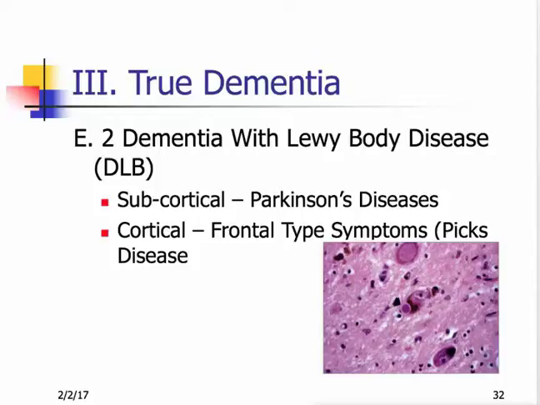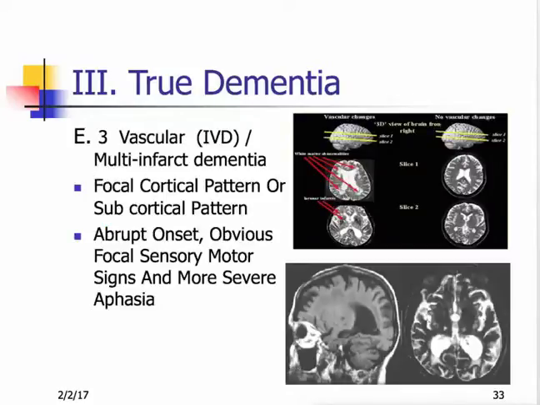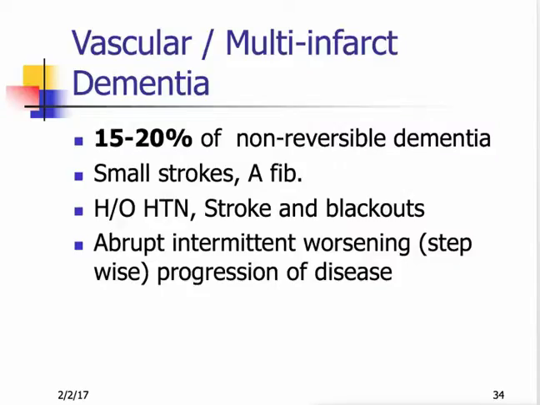True dementia, another form, is Lewy body disease, and that's a subcortical form, which falls in the category of Parkinson's diseases. Cortical would be more frontal types, like Pick's disease. Vascular dementia, as I mentioned earlier, is less common, with more abrupt onset and more obvious focal sensorimotor signs, more severe. So more sudden onset. So vascular is also called multi-infarct, and it's about 15 to 20% of the non-reversibles.